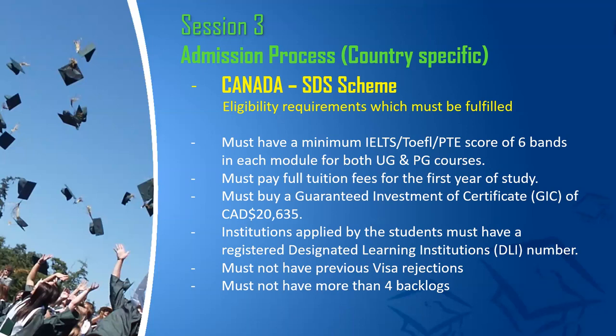Now, there is something called a DLI number for all the institutions. It is nothing but the audited number for each university, meaning that the Canadian Embassy or Immigration has audited this university and given approval for them to take international students. That is what the DLI number is. It's a 16-digit unique number given to each institution.